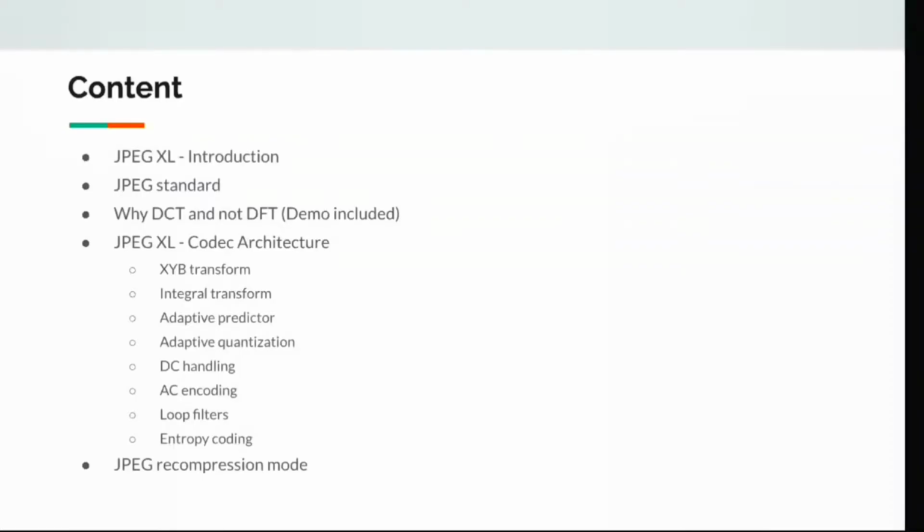Content: JPEG XL introduction, JPEG standard, why DCT and not DFT demo included, JPEG XL codec architecture. In this we have XYB transform, integral transform, adaptive predictor, adaptive quantization, DC handling, AC encoding, loop filters, entropy coding, then JPEG recompression mode.